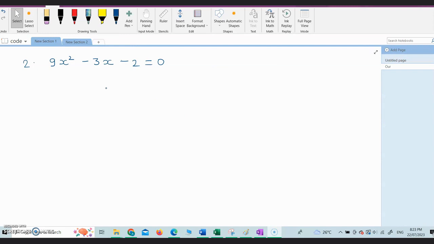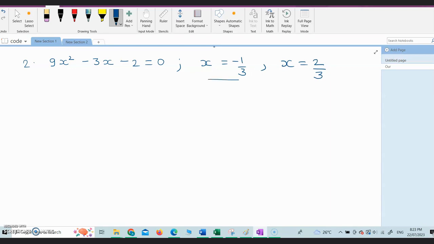Okay, now the second question is saying determine whether x equals minus 1 by 3 and x equals 2 by 3 are the solutions of the equation 9x square minus 3x minus 2. So again we have these two options given: x is equal to minus 1 upon 3 and x is equal to 2 by 3. So again you have two ways.